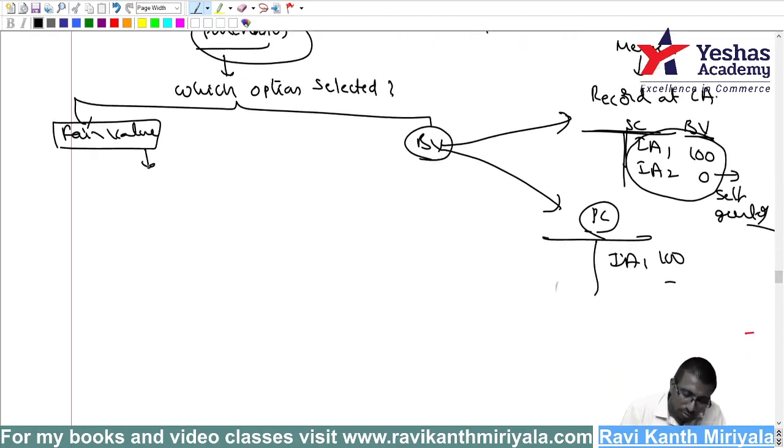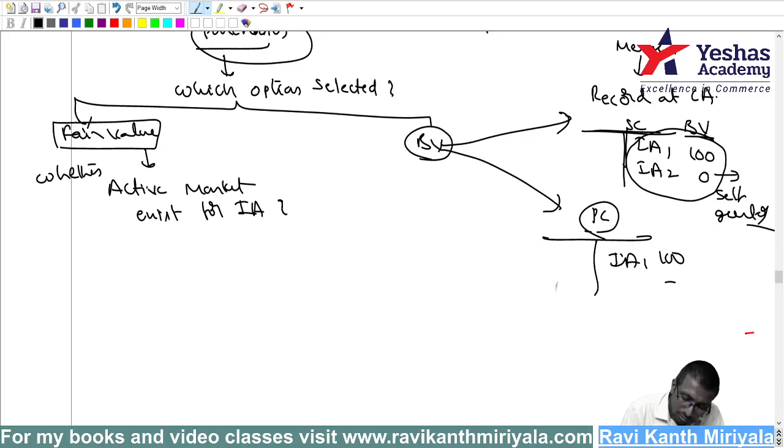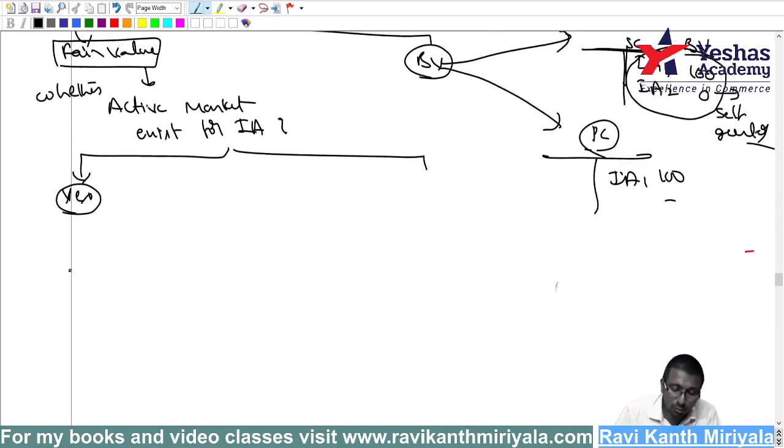Now, we wanted to go by fair value. Next, what do we say? Whether there is an active market, whether an active market exists for the intangible asset? If you say yes, there is an active market, it means people are buying and selling such kinds of intangible assets in the open market. That is called an active market.